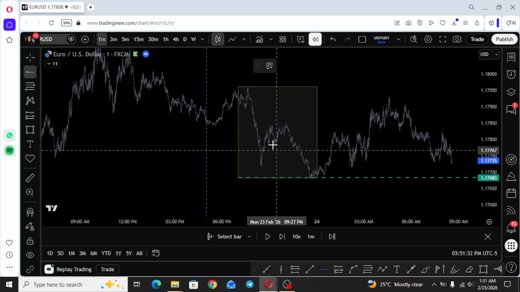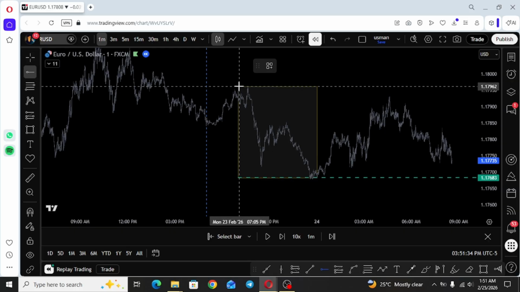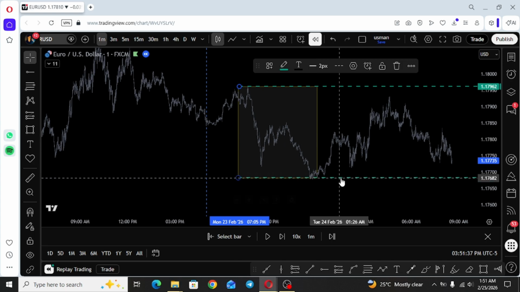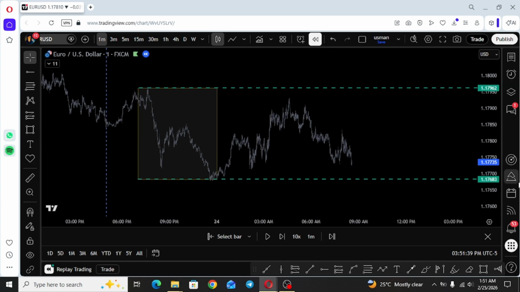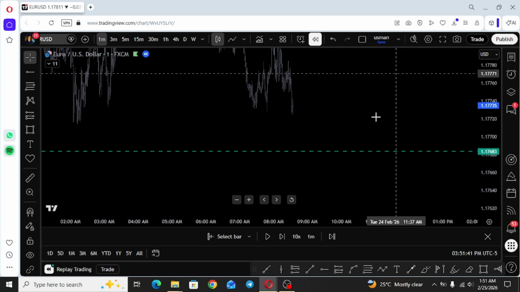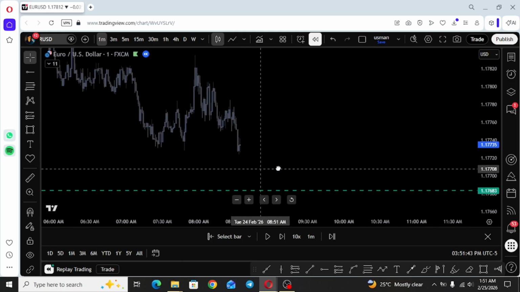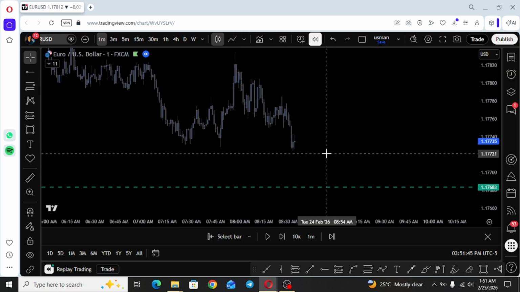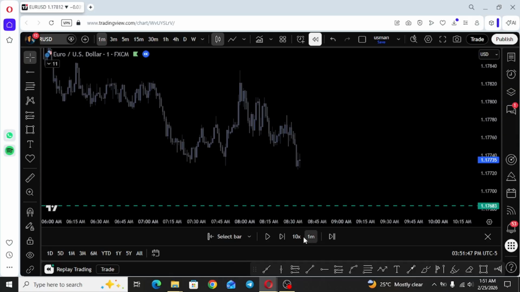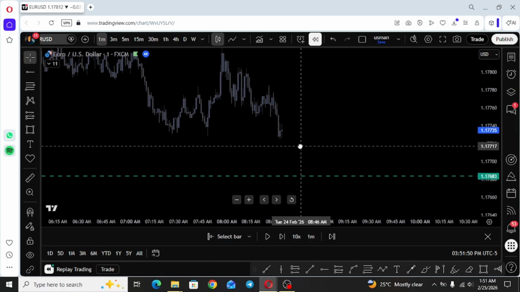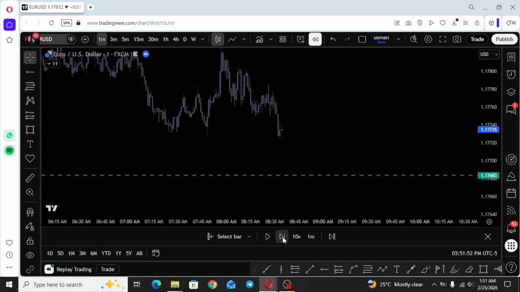And where is the high? Here we have marked the high of the range. Now we will read the price when it comes near to any of our levels. So let's play the chart.